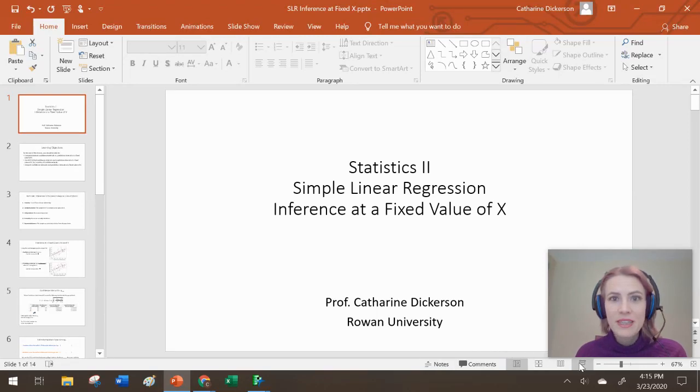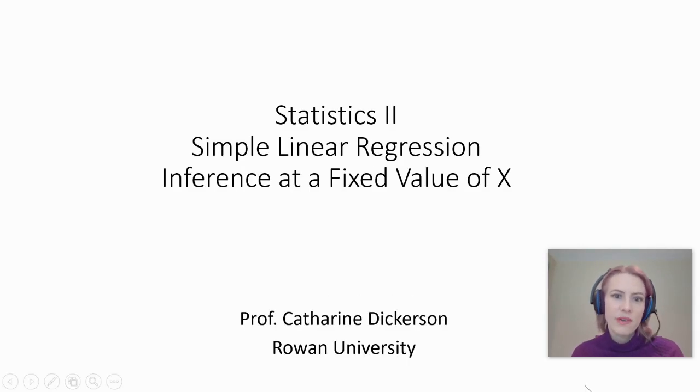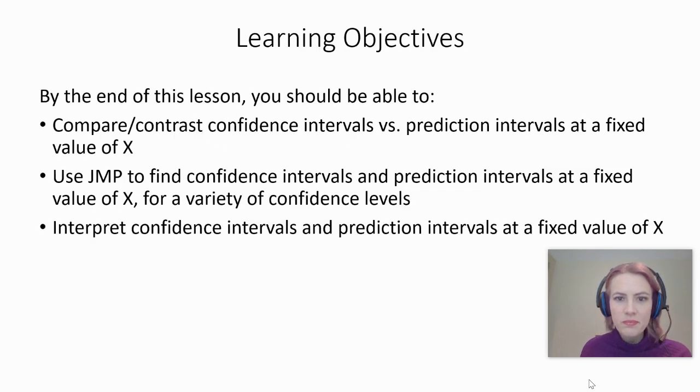All right, this is our very last video for simple linear regression. In this video, we'll be thinking about what we can say about y if we're at a particular or fixed value of x. This one should be a little shorter than the last video. Essentially, there are two main types of intervals that we'll be discussing. You'll need to be able to distinguish between those two types, and then for each, use JMP to find the interval and then interpret it.